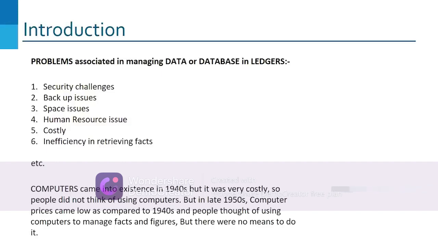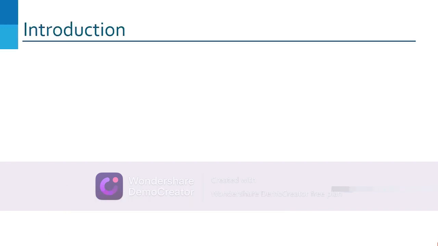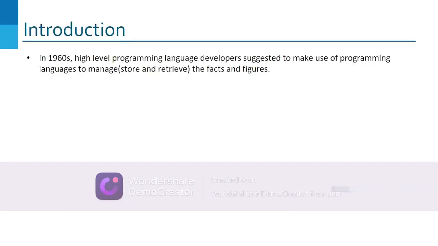Now, computers came into existence looking into all these problems in 1940, right? But computers were very costly, very heavy and very, very expensive, right? So people did not think of using computers, but in the late 1950s, computer prices came low as compared to 1940 and people thought of using computers to manage facts and figures. But there were no means to do it. Now, what is the meaning of no means to do it? Let's understand pointer by pointer.